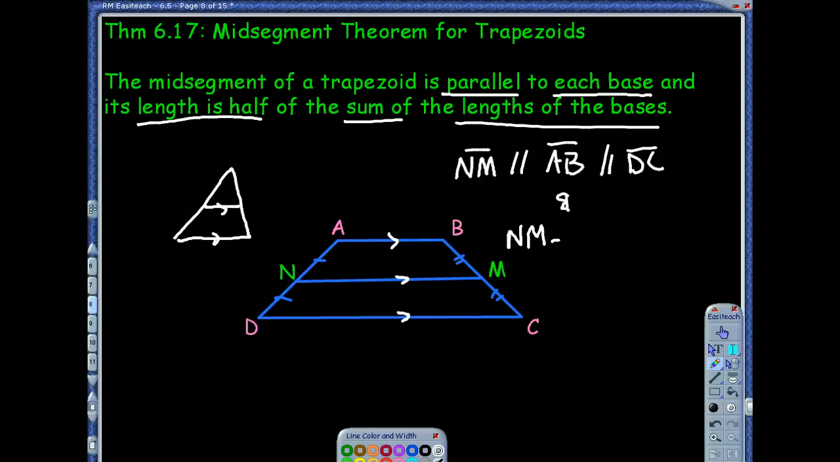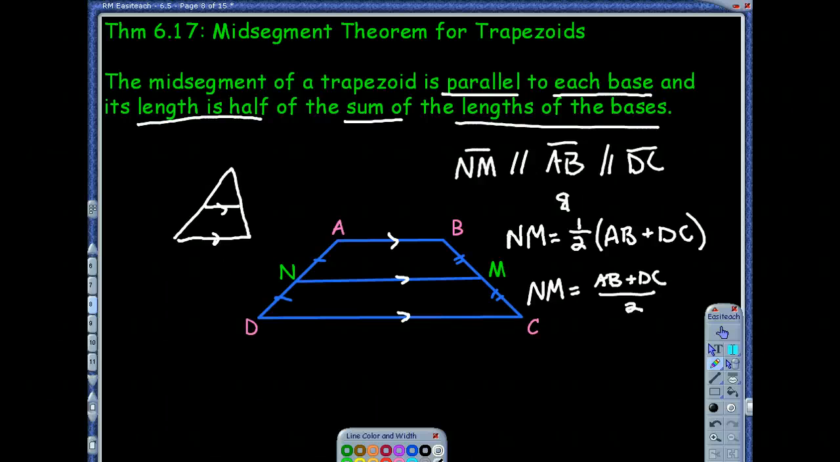length is equal to, now, there's a couple ways you can do this. Half, so 1/2, the sum of, which means I need to put it in parentheses, AB's length plus DC's, because you're adding those two bases and taking half. Another way of taking half is the same thing as dividing by 2. So you could add those two bases and then divide everything by 2. So you're just averaging the bases. That length should be an average of the other two lengths, because it's made up of the two midpoints of those legs.